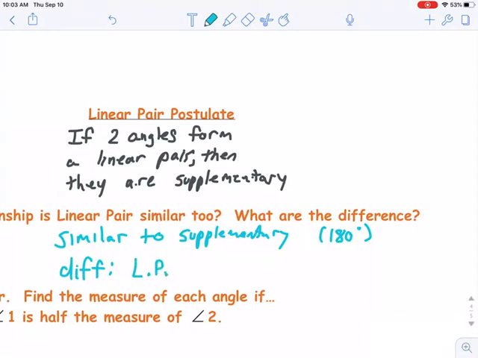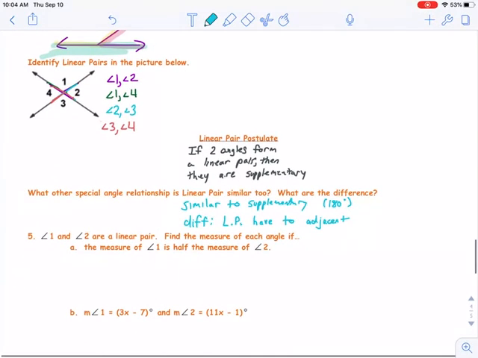Linear pairs have to be adjacent. Supplementary angles, you can have two right angles floating around in space, nowhere near each other. They'd still be supplementary. If you put a right angle on Pluto and a right angle on planet Mars, they're still supplementary. They would not be a linear pair though, because they're not next to each other.